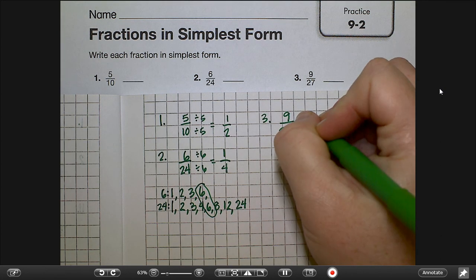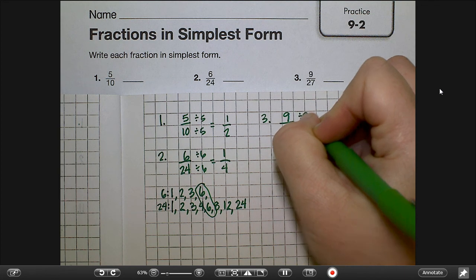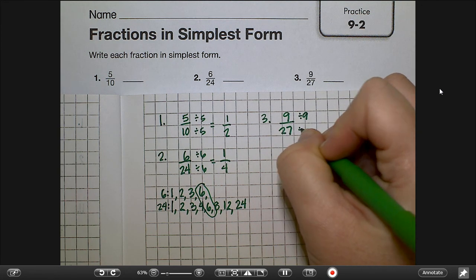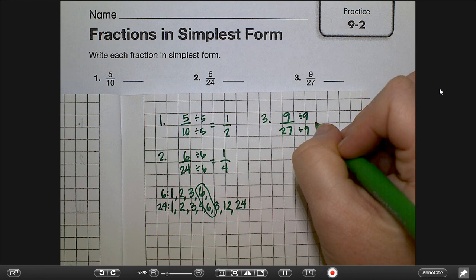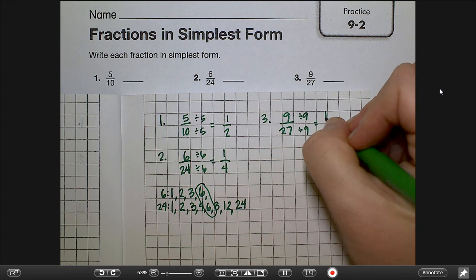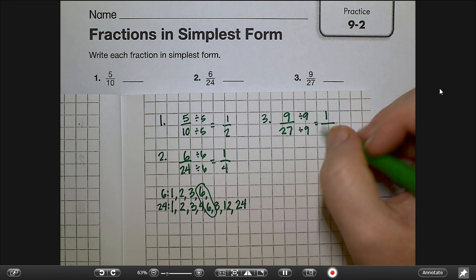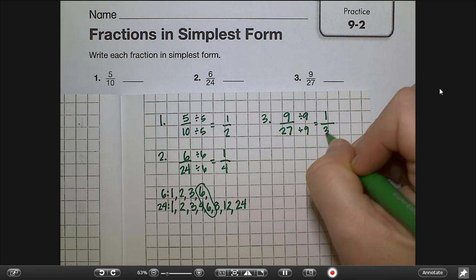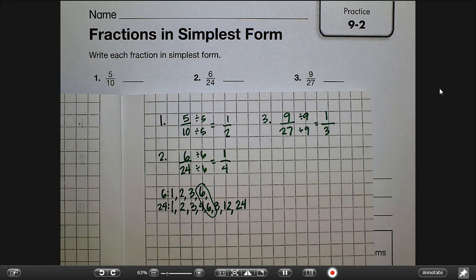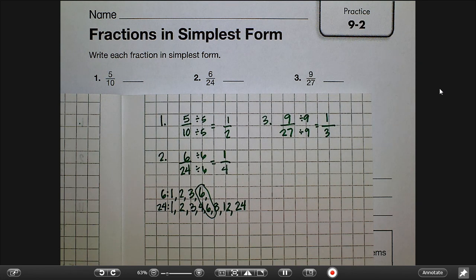That's right, it's 9, because both 9 and 27 can be divided by 9. 9 divided by 9 is 1. 27 divided by 9 is 3. Excellent. Now let's think back to why we want to use simplest form.